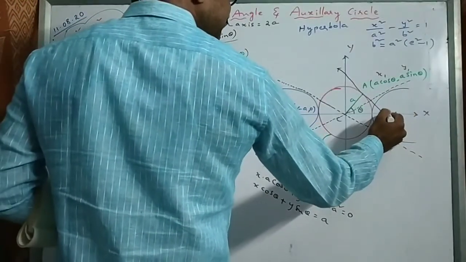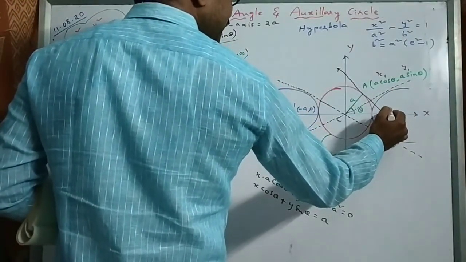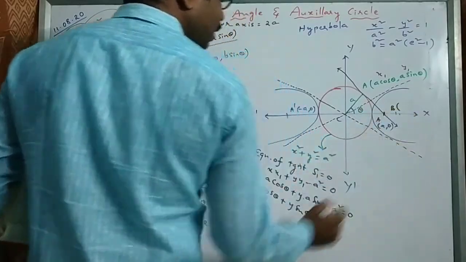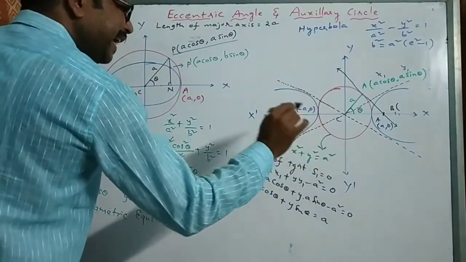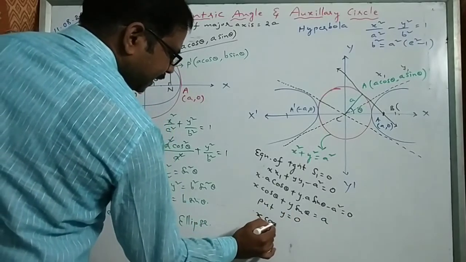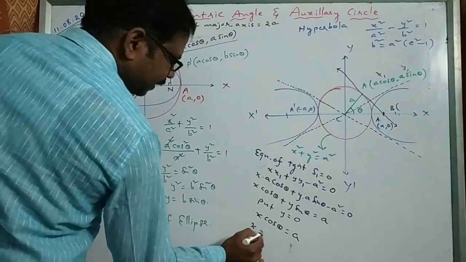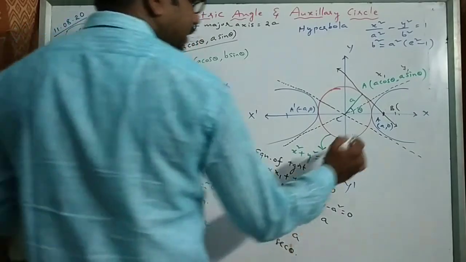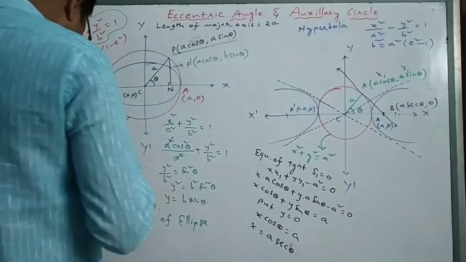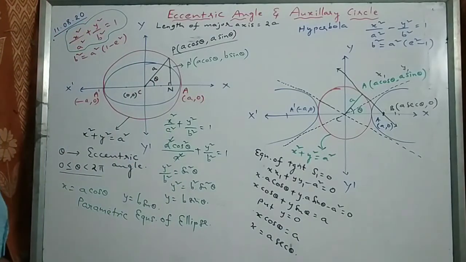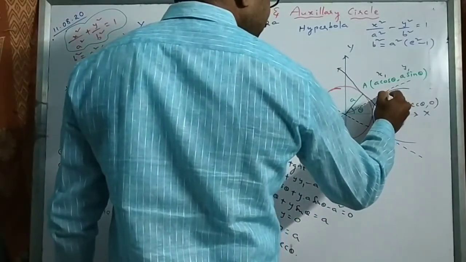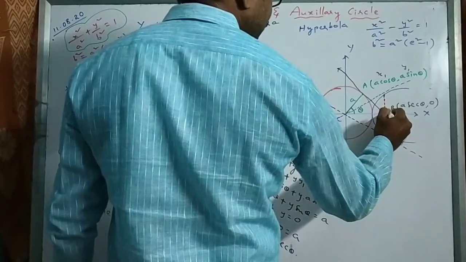This equation of tangent is meeting x-axis at some point. Let me take B here. What are the coordinates of B? Since it is meeting x-axis, put y equal to 0. That means x cos theta equal to a. So x equal to a by cos theta. a by cos theta means what? a secant theta. The coordinates of B is a secant theta comma 0. Why a secant theta comma 0? Because it is on the x-axis. y coordinate is 0. Now I am going to draw one perpendicular from this.